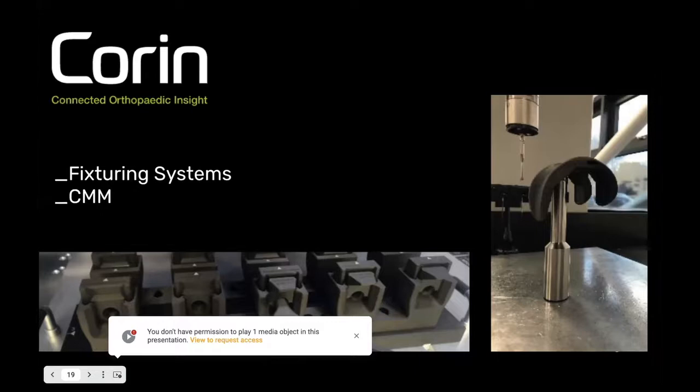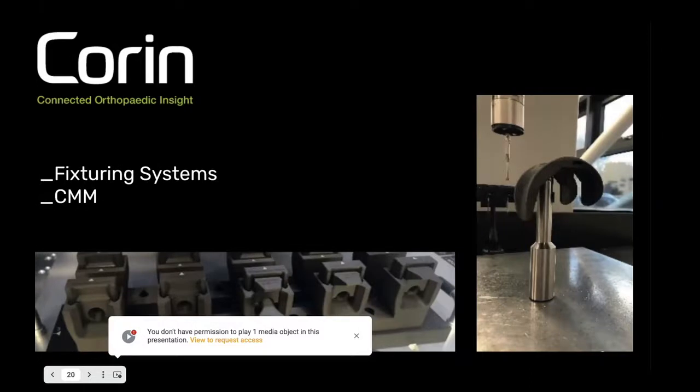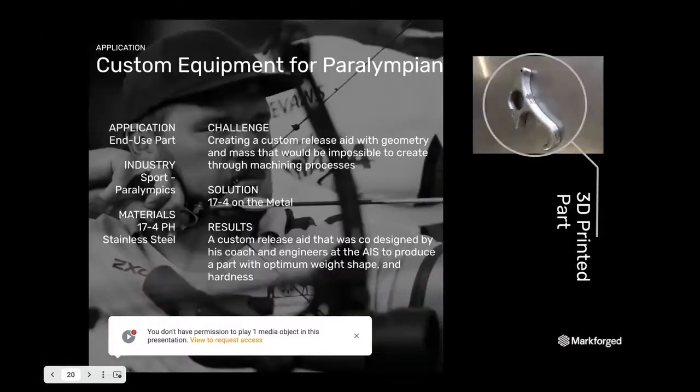Moving back to Australia, what this company here is, or I guess it's an institution, is the Australian Institute of Sport. And their challenge, or one of their challenges, was to create a custom release aid with geometry and maths that would otherwise be impossible to create through machining processes. And the result was a custom release aid that was co-designed by the coach and this athlete, as well as engineers at the Australian Institute of Sport, to produce a part with optimum weight, shape, and hardness.